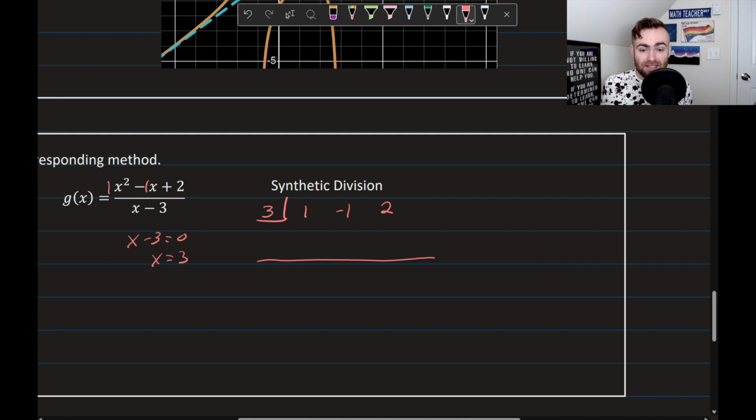What we're going to do is essentially some repeated addition and multiplication. To start things off, you're always going to drop the first number. And then anytime we go from the bottom up, anytime that we cross this line, we're going to multiply by what's in the box. So 1 times 3 is 3. Then we're going to add, and that gives us 2. And then we're going up again, so we cross that line. We multiply the 2 by 3, and we get 6. Then we add, and we put the last number in a box.